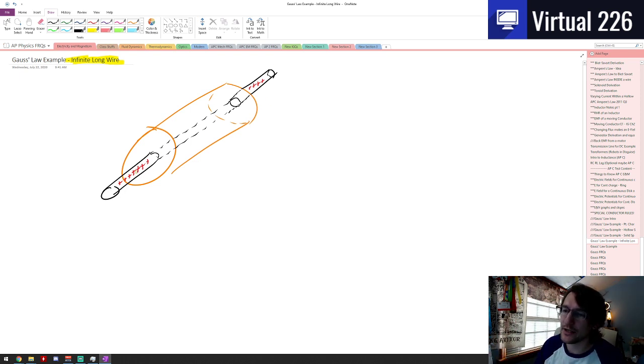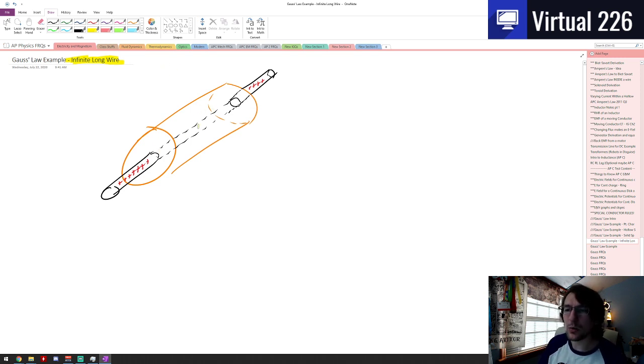Now, I've drawn here in black my wire. It's going in a straight line like this, and I've made it positively charged. So the wire is positively charged everywhere throughout the wire, even in the center where I can't exactly see it, it's still positively charged. Okay?